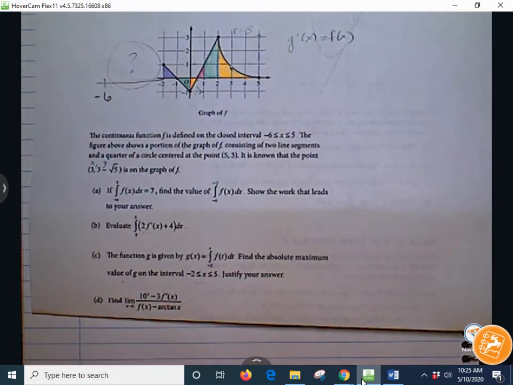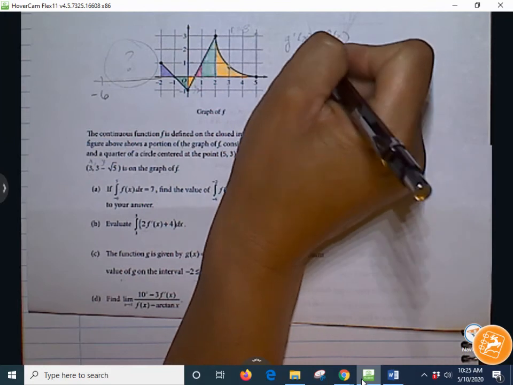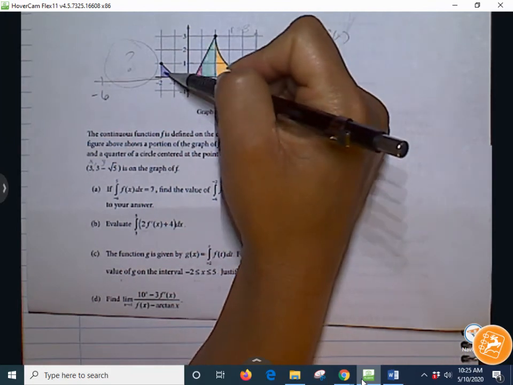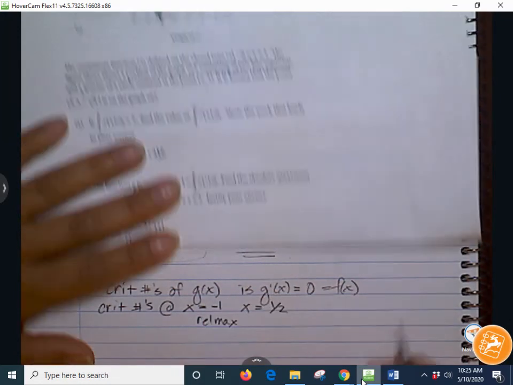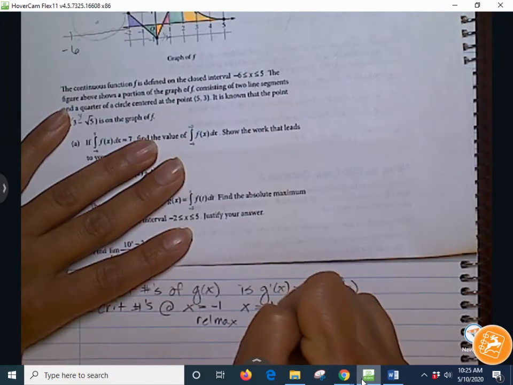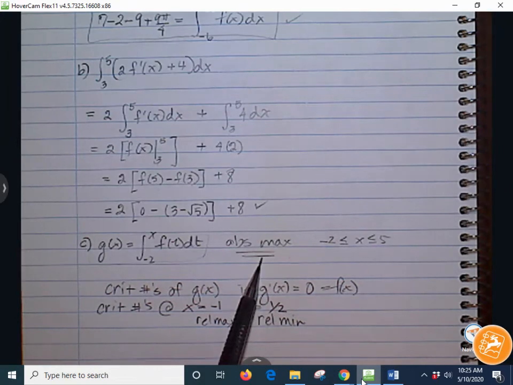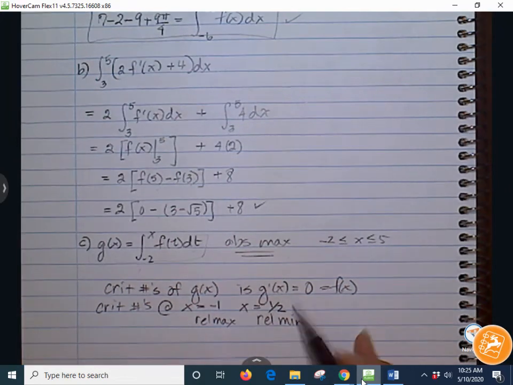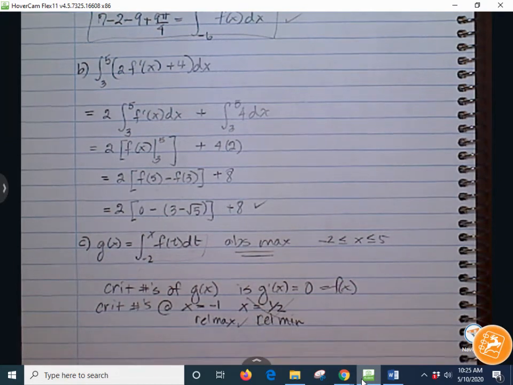So you can narrow this down a little bit, because if you look, when x is equal to -1, your g prime changes from positive to negative, which means here you have a relative max. And here it changes from negative to positive, which means you have a relative min. Now, since we're trying to find an absolute max, a relative min is not a good candidate for an absolute maximum. A relative max is a good candidate. So we're just going to evaluate this.